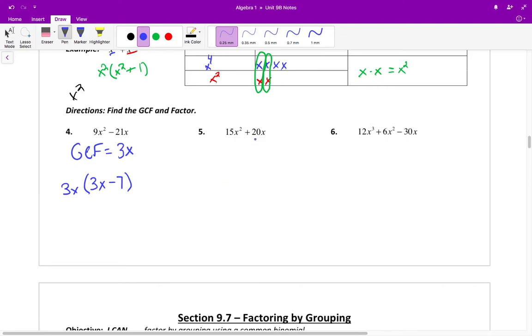Alright, tell you what, try number 5 on your own. It's very similar. Look for your GCF, so look for the biggest number and variable you can divide both terms by, and then we'll go over it here in just a second.